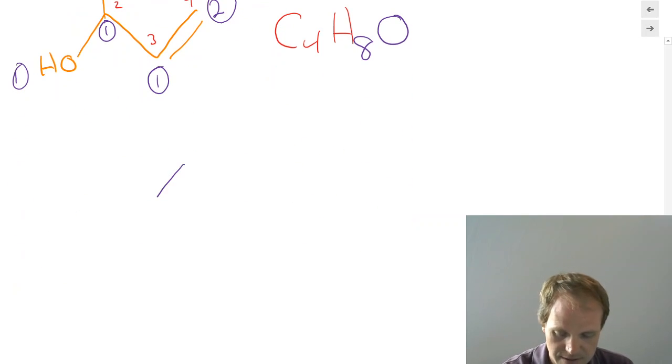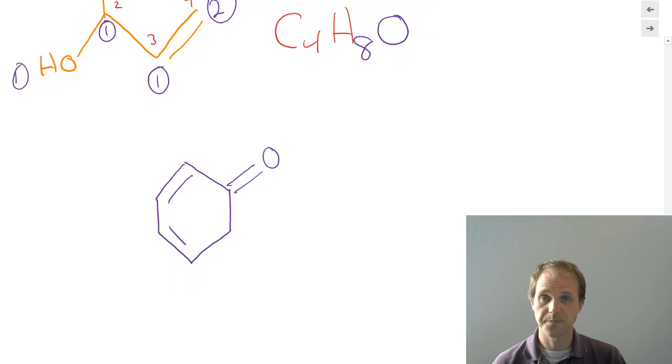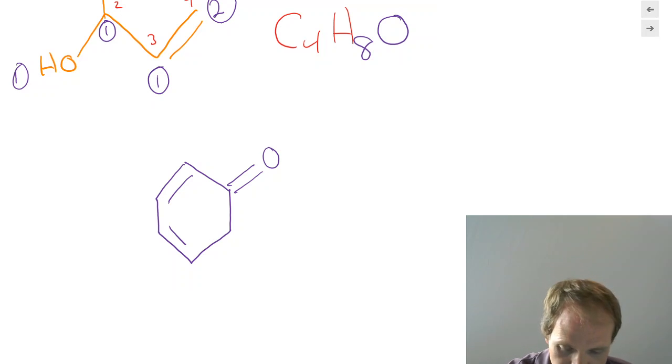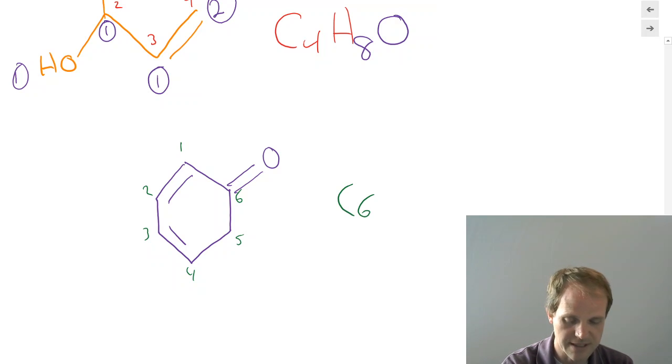All right, let's do that molecule. What is that molecule? Well, again, I'm going to count my carbons first. I'm going to go 1, 2, 3, 4, 5, 6. That's all. That oxygen sticking out there doesn't have any carbons, so this is going to be C6.